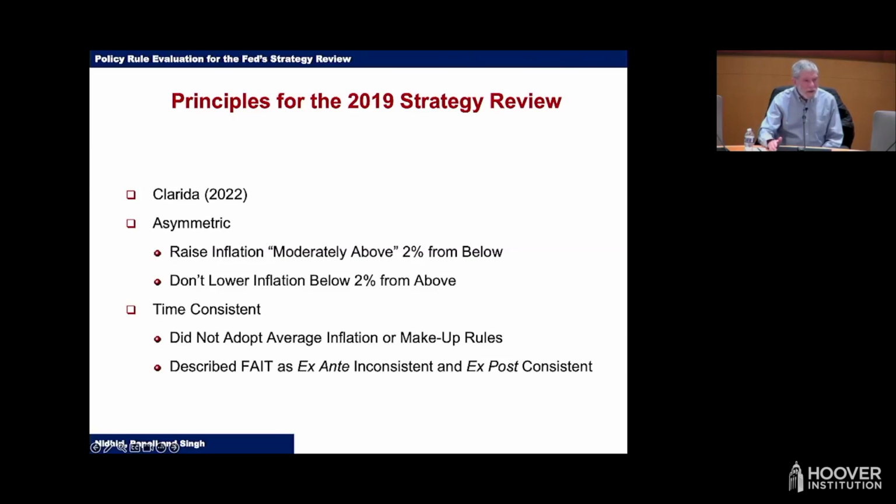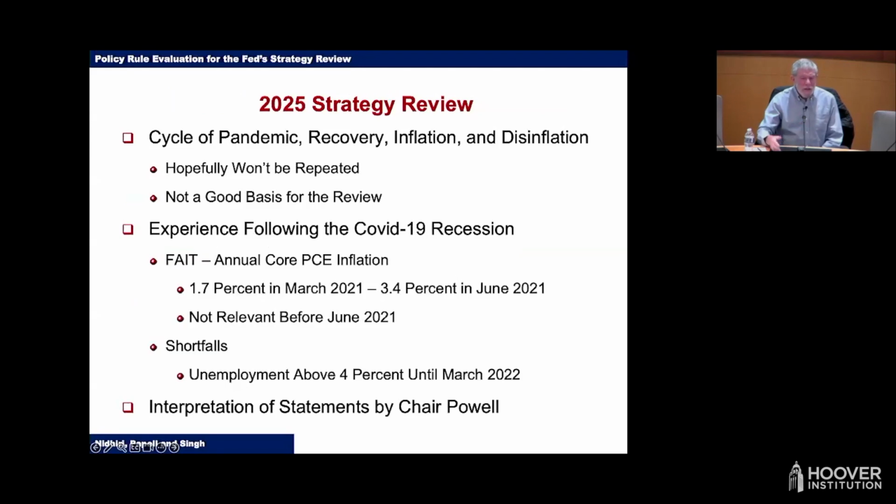Second is time consistent. And time consistent is why, at least in my mind, the Fed did not adopt average inflation or asymmetric average inflation or make-up rules, and he famously described FAIT as ex ante inconsistent and ex post consistent. We can leave that one aside. So, let's go now to the 2025 strategy review.